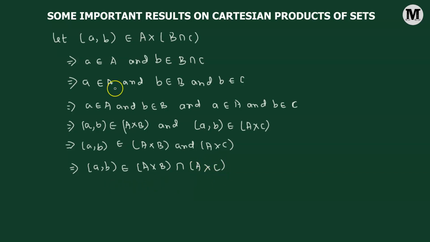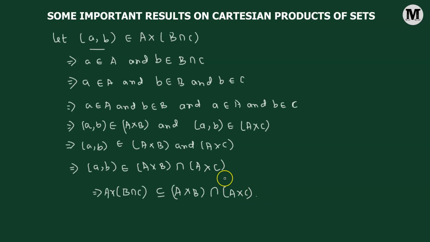So we started out by considering the ordered pair belonging to the Cartesian product of A and B intersection C, and we showed that the same element also belongs to the Cartesian product of A and B intersection the Cartesian product of A and C. So this simply tells us that the Cartesian product of A and B intersection C is a subset of the Cartesian product of A and B intersection with the Cartesian product of A and C.